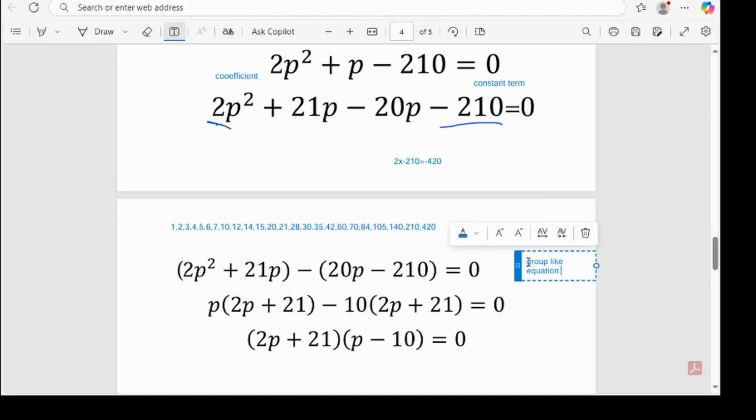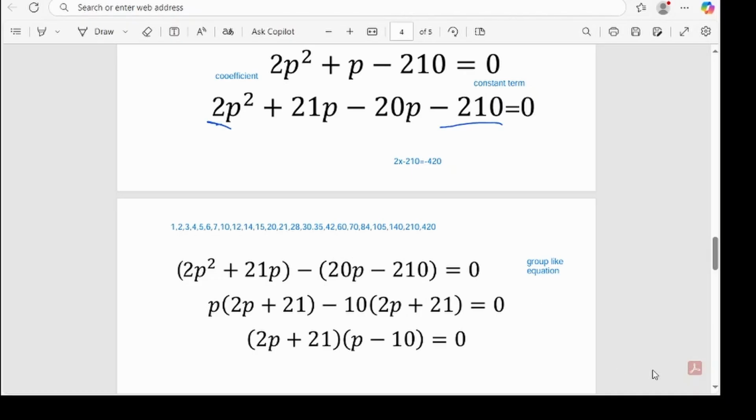So we solve the equation to get the common factor. 2p squared plus 21p minus 20p minus 210 is equal to 0. When you group like terms, you get 2p squared plus 21p in brackets for one equation term, and subtracting 20p minus 210 equals 0. Okay, so you simplify the like terms here.